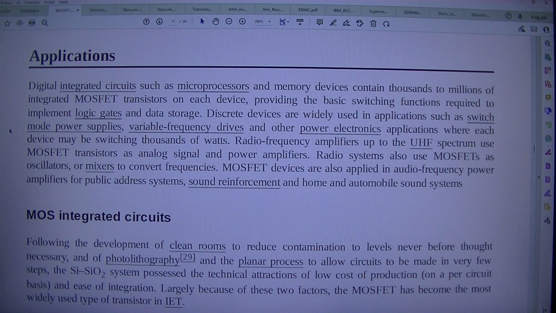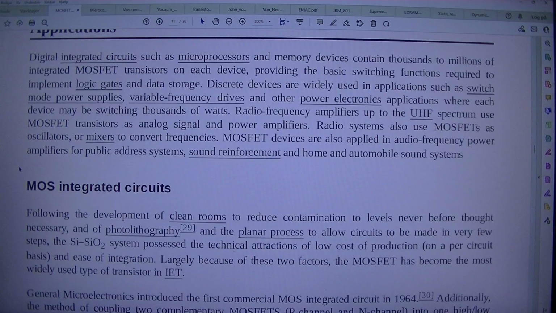Radio frequency amplifiers up to the UHF spectrum use MOSFET transistors as analog signal and power amplifiers. Radio systems also use MOSFETs as oscillators, or mixers to convert frequencies. MOSFET devices are also applied in audio frequency power amplifiers for public address systems, sound reinforcement and home and automobile sound systems.